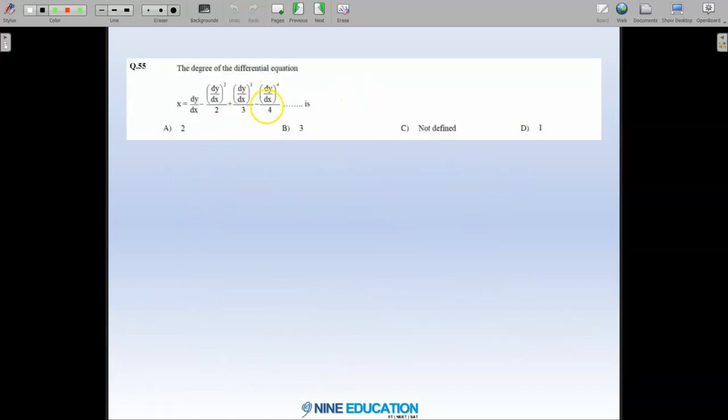Question number 5: the degree of the differential equation x equal to dy by dx minus (dy by dx) whole square by 2 plus (dy by dx) whole cube by 3 and so on is. So this question is based on a very interesting expansion that you already study in limits, log(1 plus x). This expansion is x minus x square by 2 plus x cube by 3, then minus x power 4 by 4 and so on. So if you observe, in place of x in our given differential equation, it is dy by dx basically.